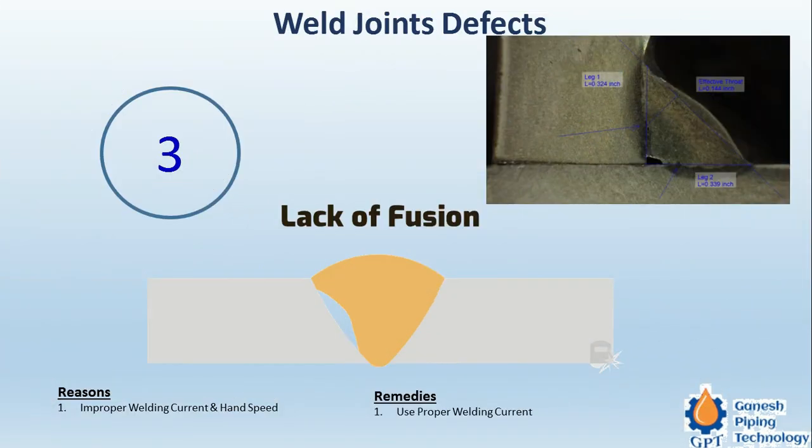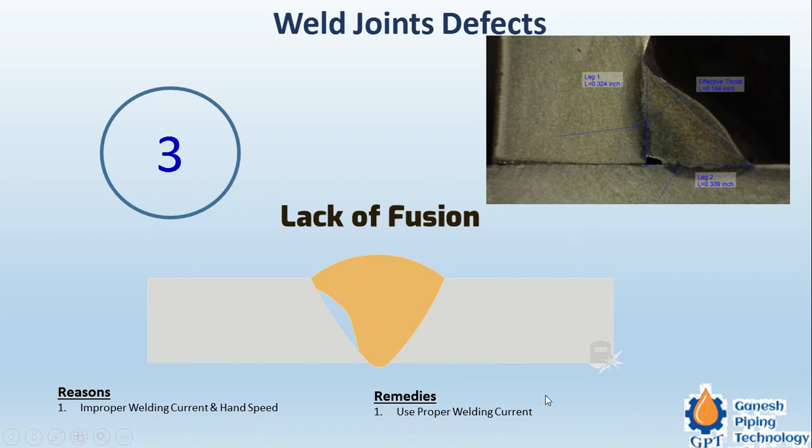Now, this is a lack of fusion. Lack of fusion is due to improper welding current. If the current is very low compared to the thickness of the plate and the electrode, and at the same time your hand speed is also fast, then it will not allow proper fusion. Here we can see these two plates being welded. This is the weld joint at 90 degrees. But here we can see there is no proper fusion. So there is a gap. This is a defect.